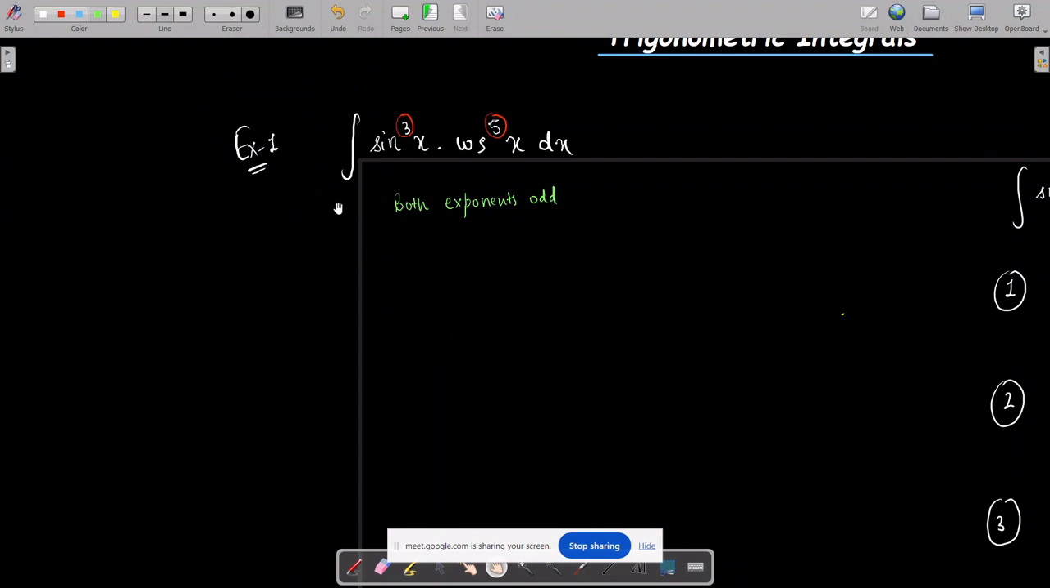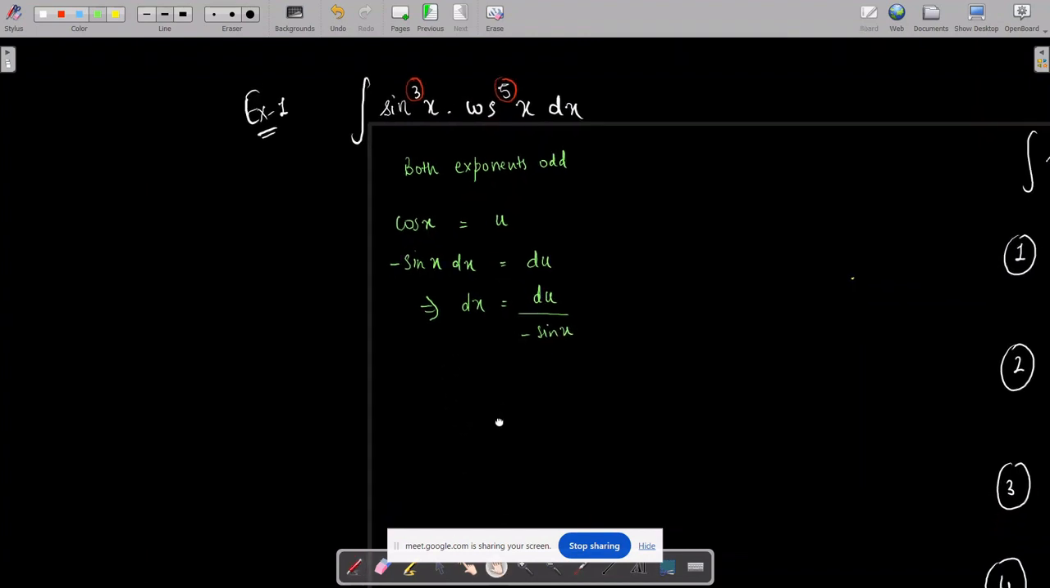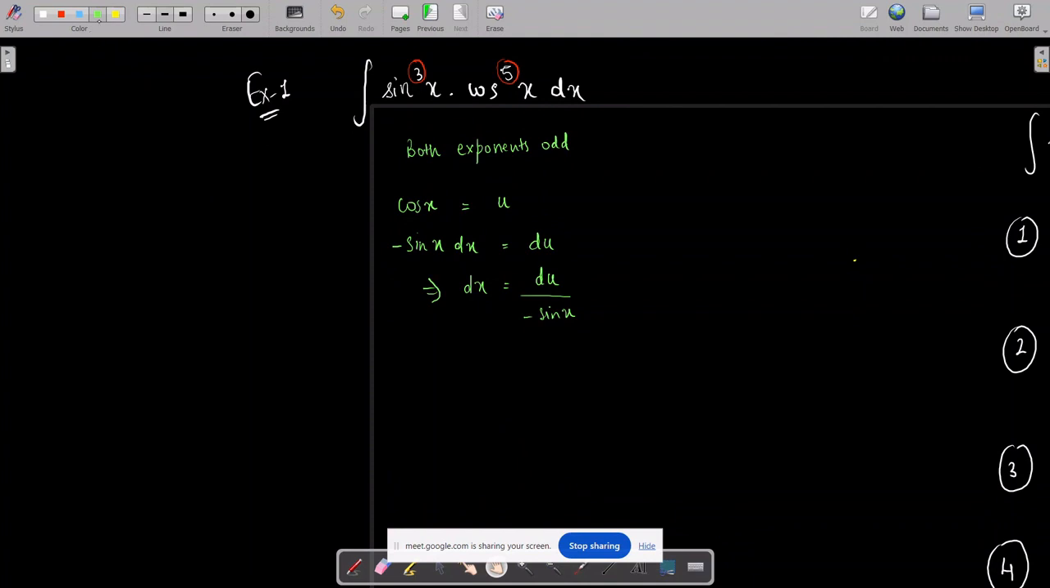So let's substitute cosine of x as u. Okay, so we have negative sine x dx equals du. So that means that dx is equal to du over negative sine x. So then dx equals du over minus sine x. Yes, dx equals du over negative sine x.